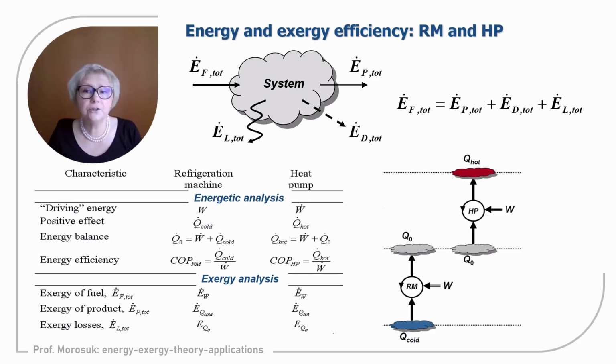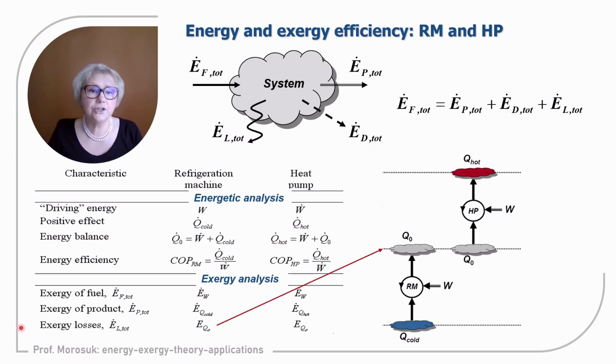Now, refrigeration machines and heat pumps. Energetic analysis is quite similar. Driving energy is the power or work supplied to the system. The positive effect for a refrigeration machine is the refrigeration capacity. For a heat pump, it is the heat generated within the system. The COP value we also know, but now exergetic analysis.